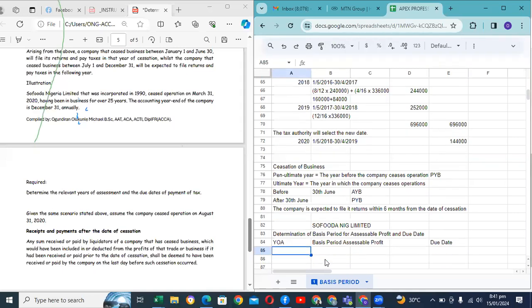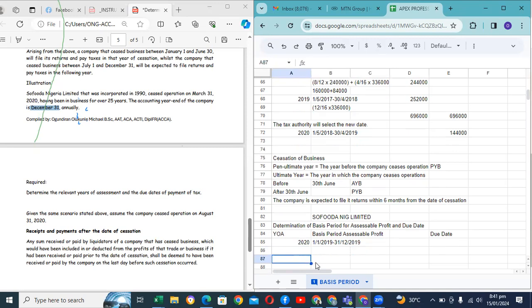Right. So what's the year of assessment? When did the company cease operation? First thing first. 31st March 2020. So the year before 31st March 2020 was what? 31st December 2019. And we are going to do that on a preceding year basis. So we have 2020 year of assessment. And because it makes up accounts to 31st December annually, we start from 1st January 2019 to 31st December 2019. Is that clear?